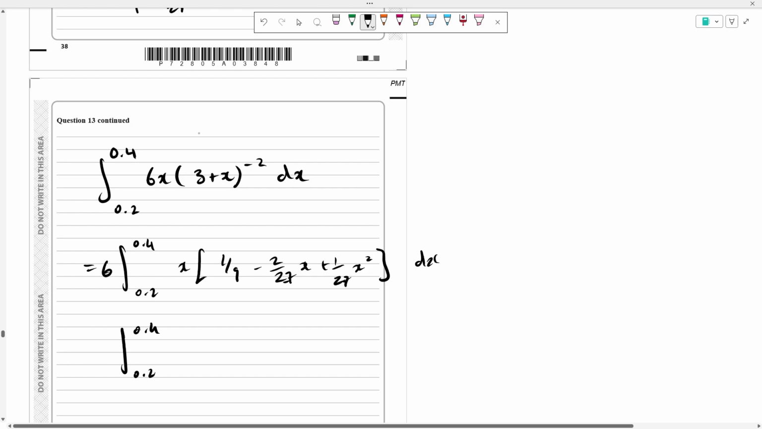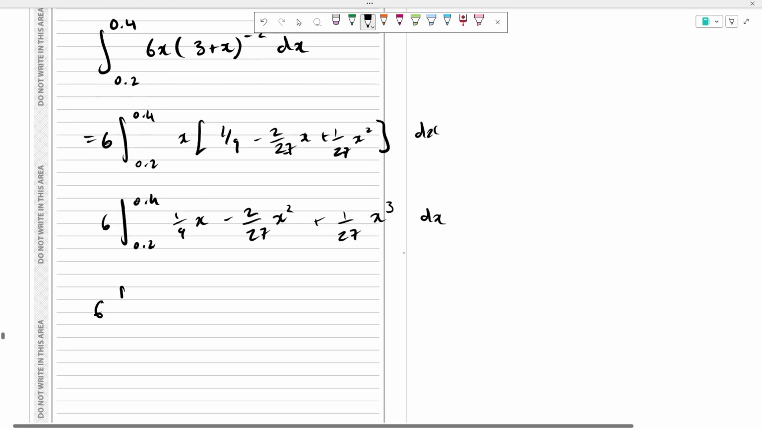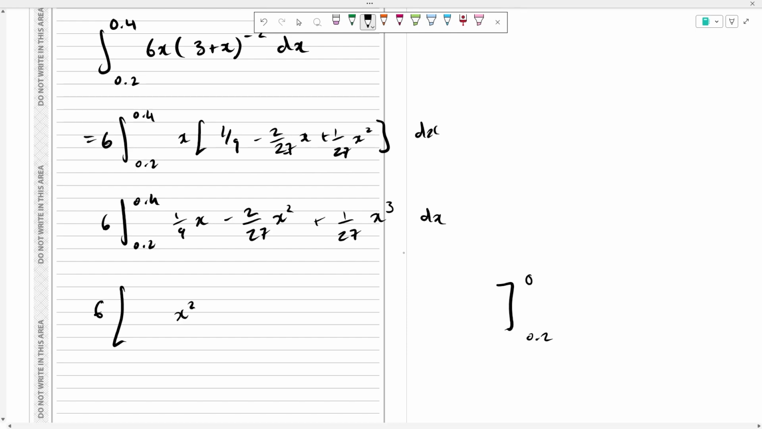Like so. So this becomes 6 on the outside, 1 over 9x minus 2 over 27x squared plus 1 over 27x cubed dx. And now you can see this can integrate very, very nicely. And this is going to go to 6, we'll multiply by 6 right at the end. This is going to go to x squared. Our limits are here. And this will be 1 over 18 x squared. Minus this will be x cubed.